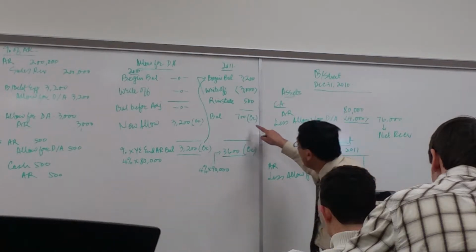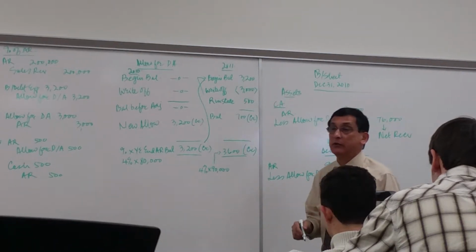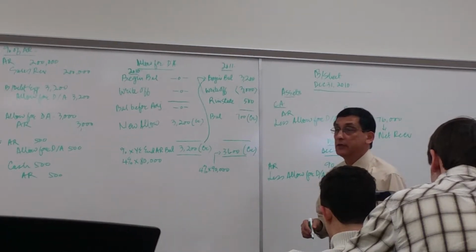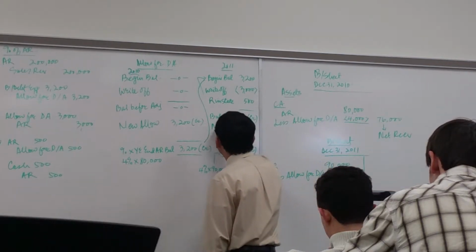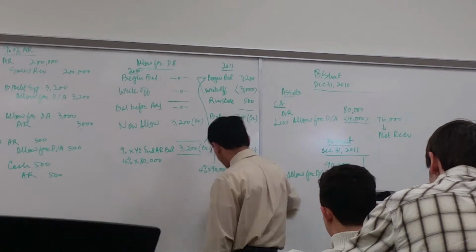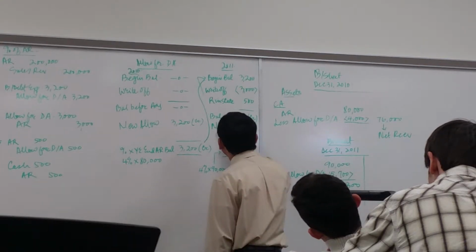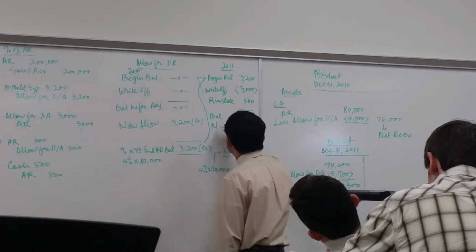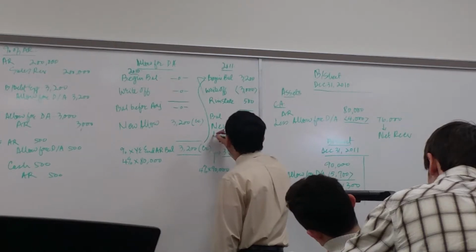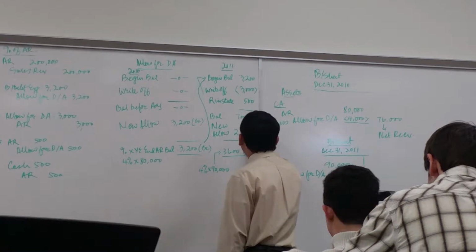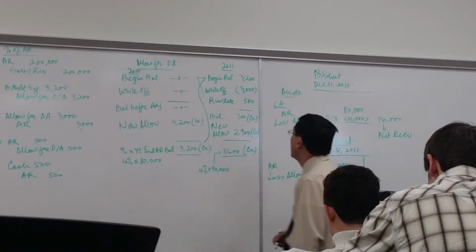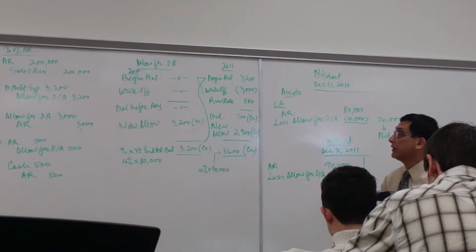How much do you already have in the allowance account? 700. How much new allowance to create? How much new allowance are you going to create? 2,900. You said 2,900? If you credit this account by 2,900, will it give you the ending balance of 3,600?